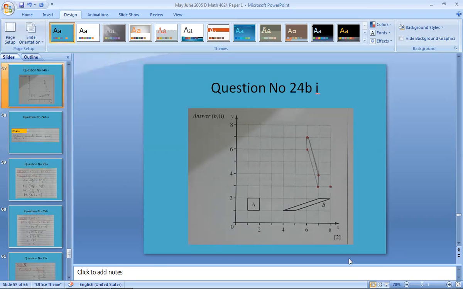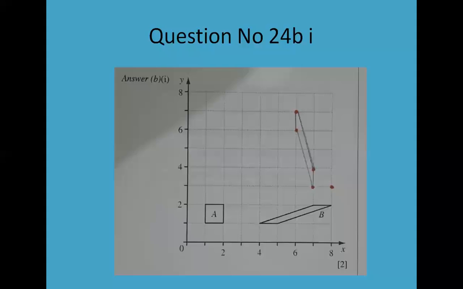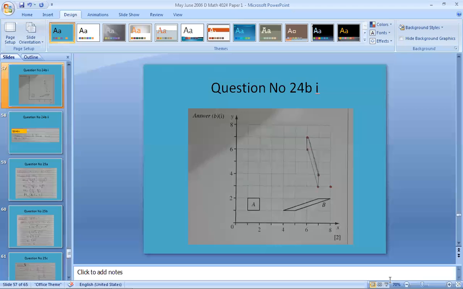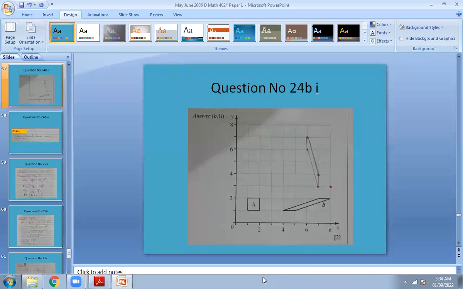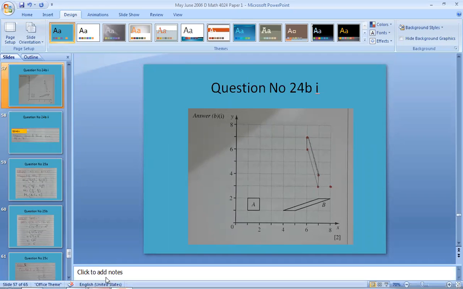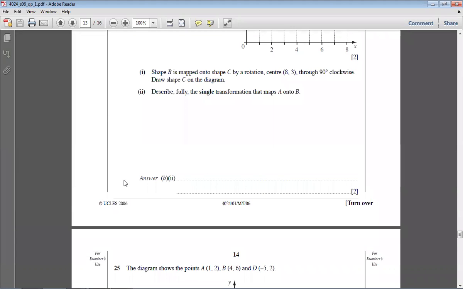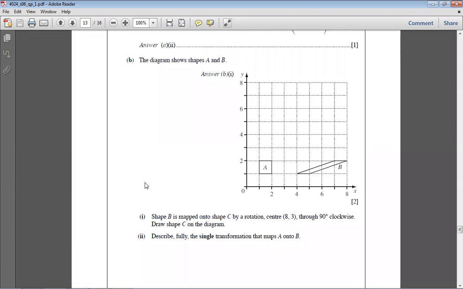Okay. Let me show you that. So just take your time. Okay. So now that was question number 24. Last part. Describe fully the transformation that maps the triangle A onto triangle B.